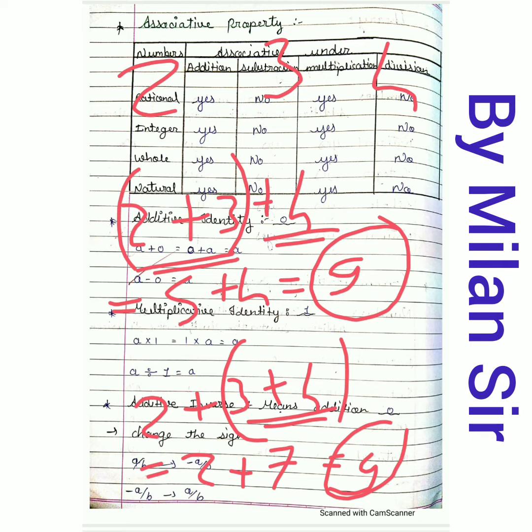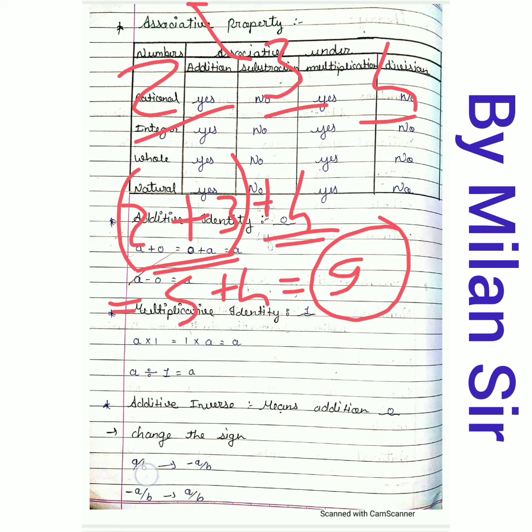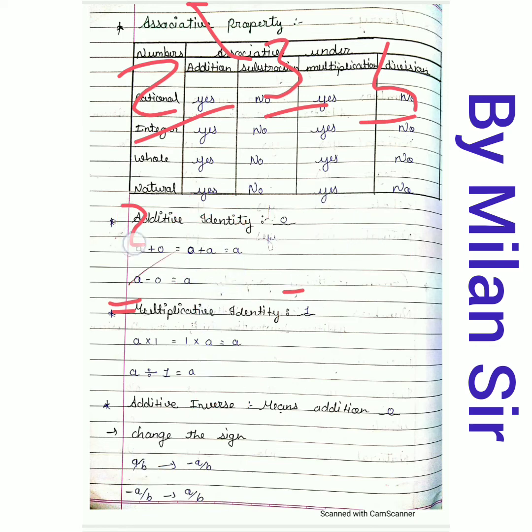Because 2, 3 and 4, all these three numbers are integer, even whole number, even natural number. Okay, so addition is associative for integer numbers, whole numbers and natural numbers. Okay, same thing is applied for the rational numbers too.